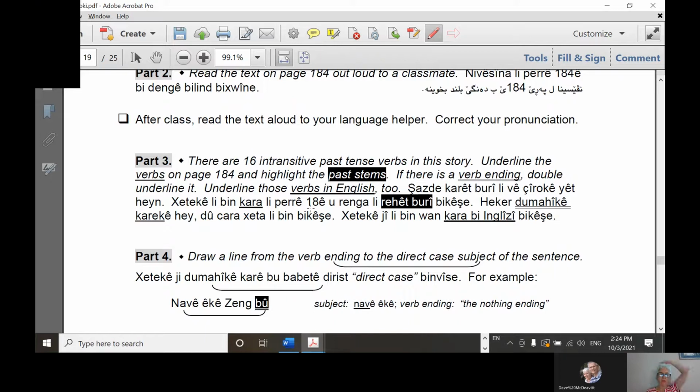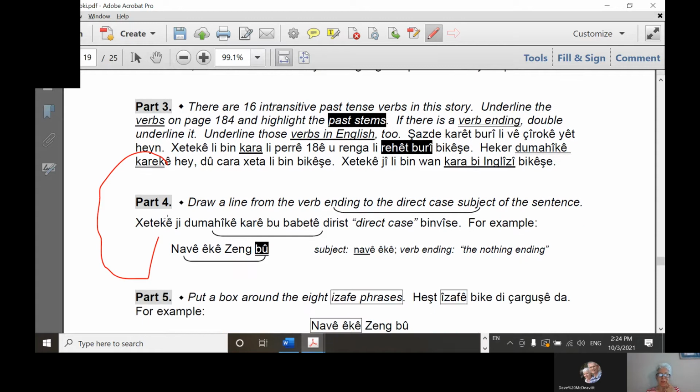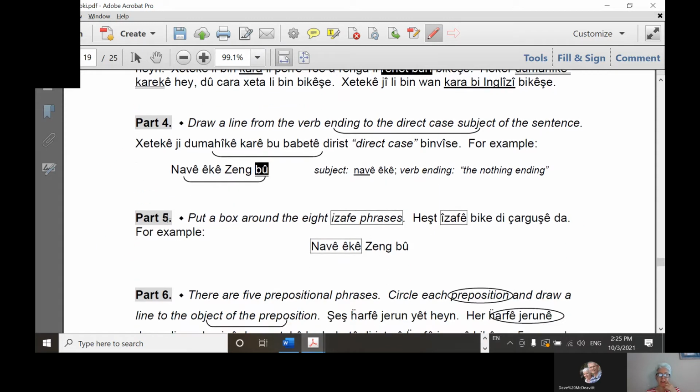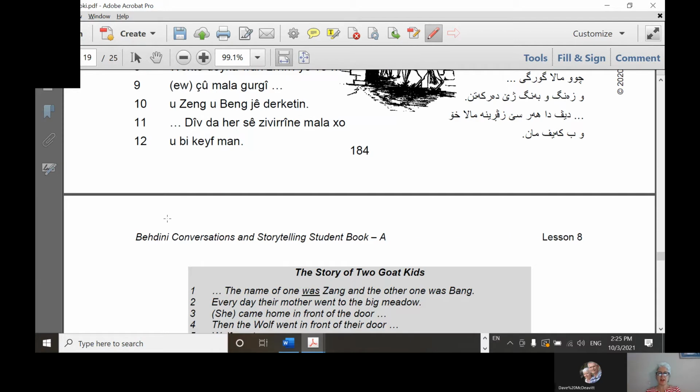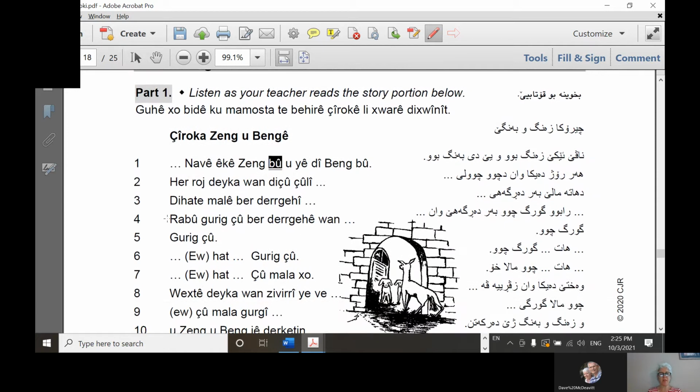All right, and then in part 4, you're supposed to draw a line from the verb ending to the direct case subject of the sentence. We already did that sort of. And then finally, part 5, put a box around the 8 izafe phrases. All right, let's go do that. So 8 izafe phrases. Let's start with the title.